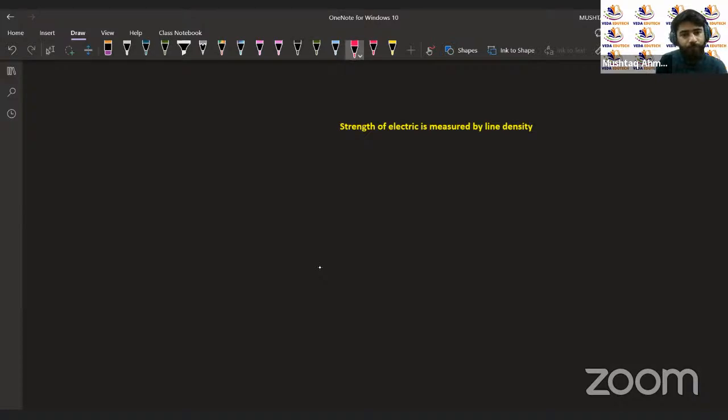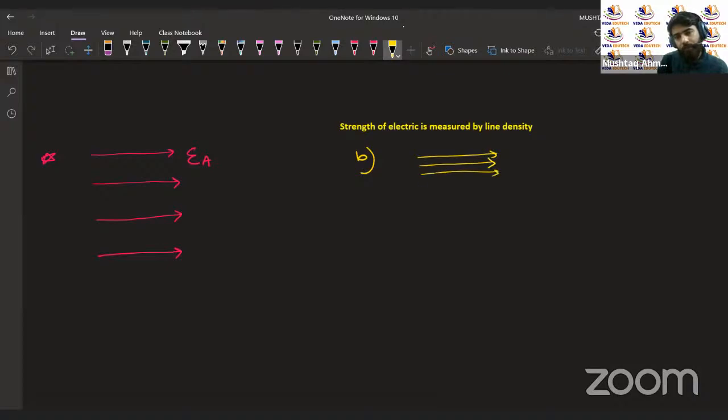Let's suppose that these are the electric field lines here. In case 1, these are the electric field lines. Let me call this as EA. And in the second case, case B, these are the electric field lines. We can see that in the same area, the electric field lines are more in the second case than in the first case.